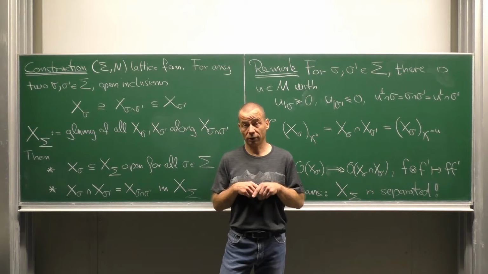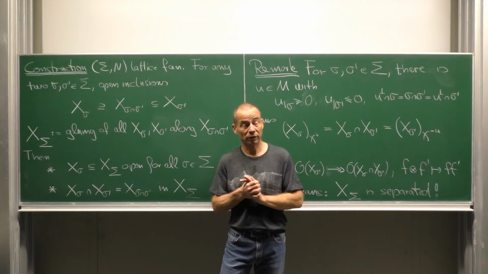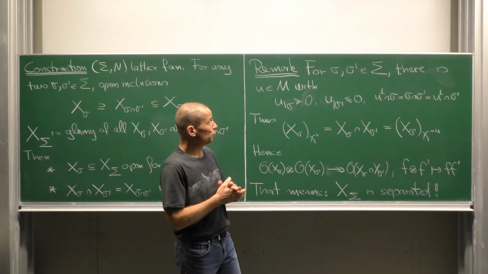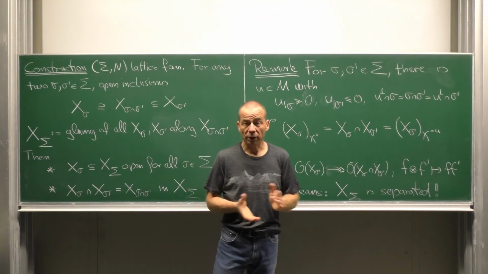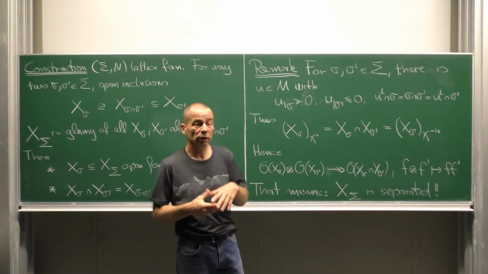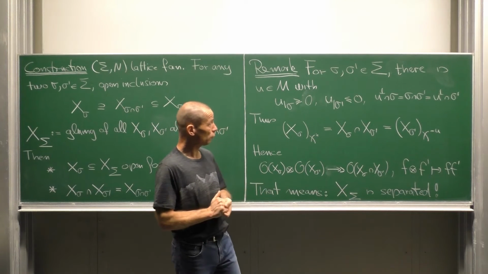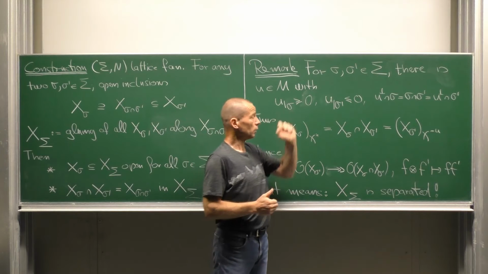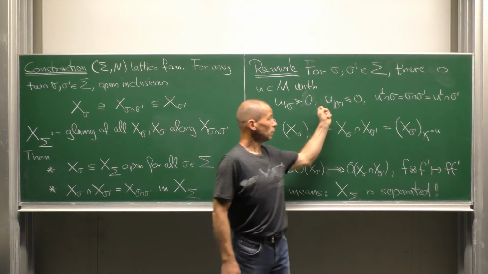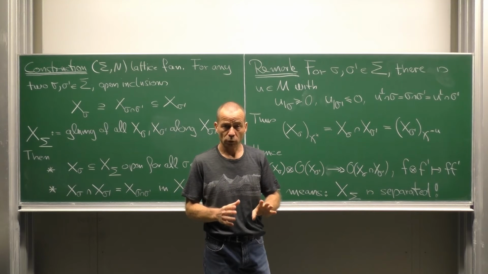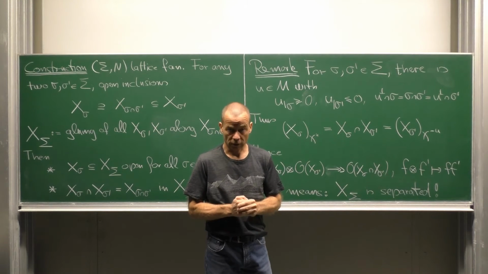Let us study a bit the object we just constructed. It is a basic fact that any two cones, sigma and sigma prime, of our fan admit a separating linear form. That means a linear form U which is non-negative on the one cone, non-positive on the other, and it cuts out from both their common intersection.